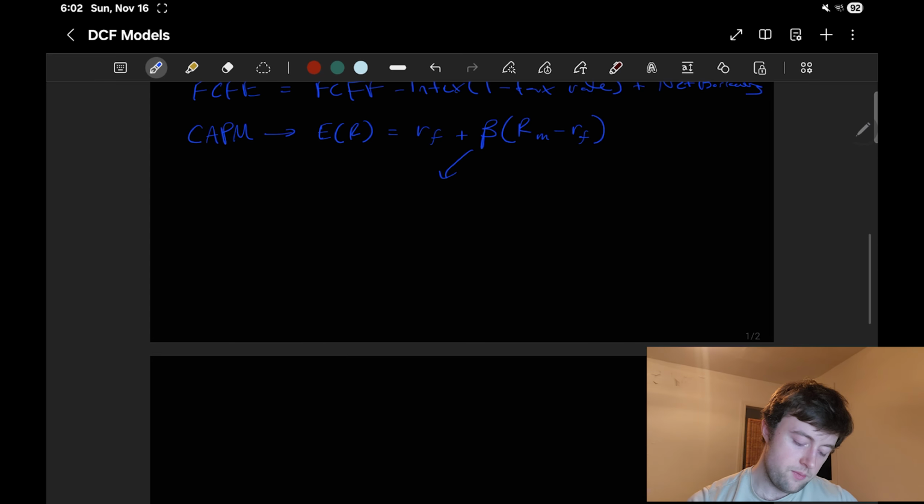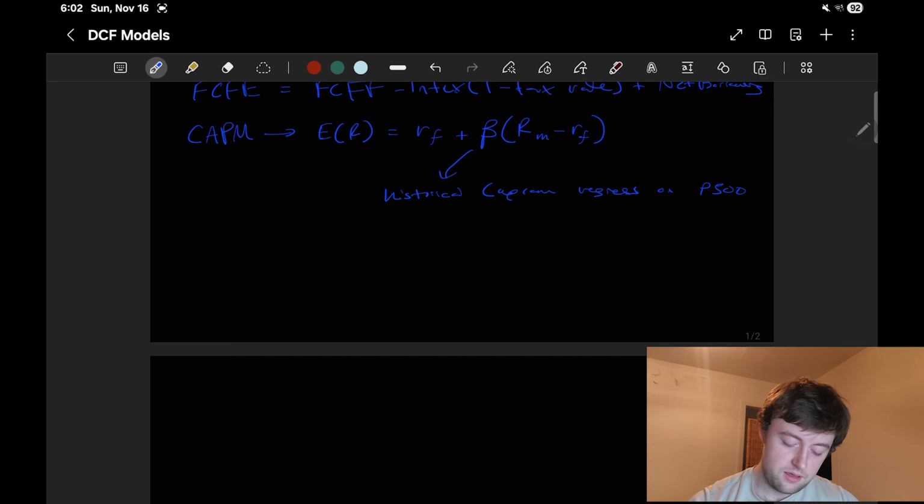So for example, we're not going to take a peek at the Capcom model, but let's say we wanted to figure out what kind of beta we would want for Capcom. We would take the historical returns for Capcom, and we would regress them on, say, the S&P 500.